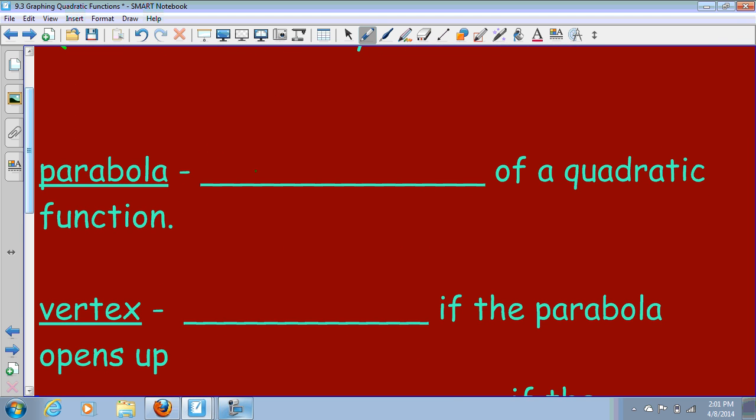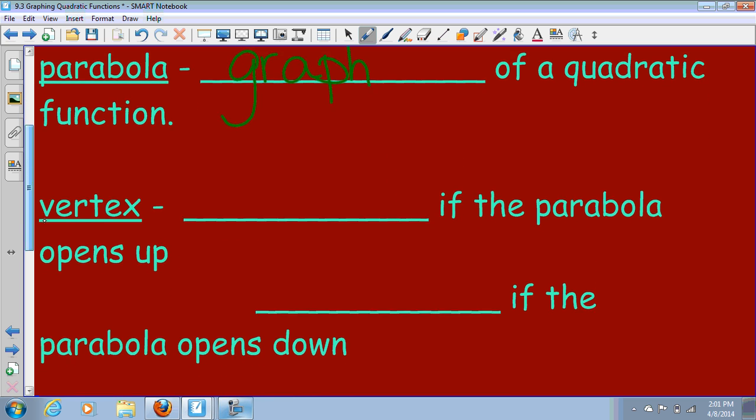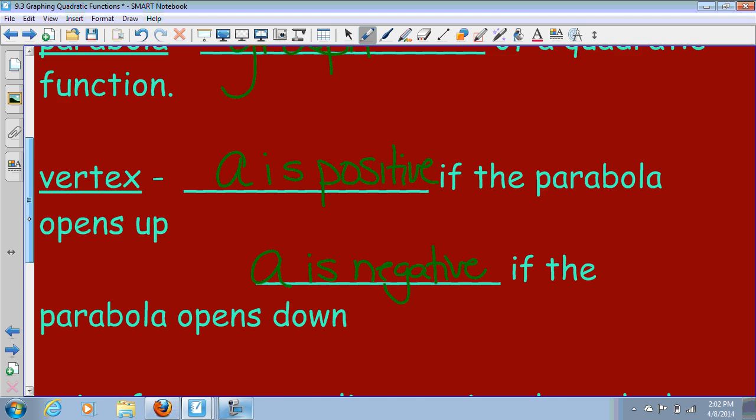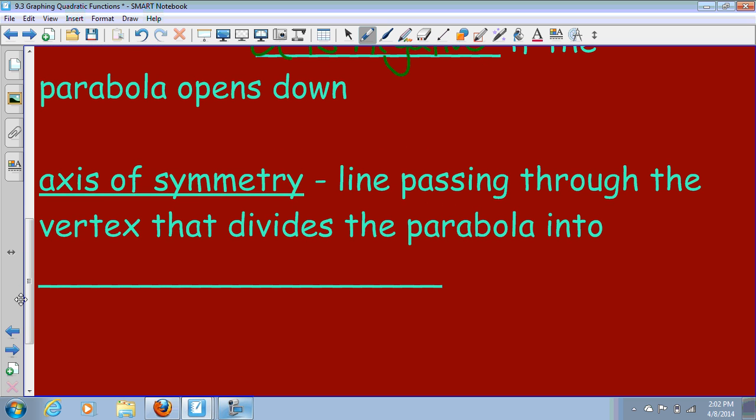Okay, so a parabola is the graph of a quadratic function. If A is positive, the parabola will open up, and if A is negative, the parabola opens down. The axis of symmetry is the line that passes through the vertex and divides the parabola into two equal parts, or you might say a reflection. Okay, just some vocab terms.